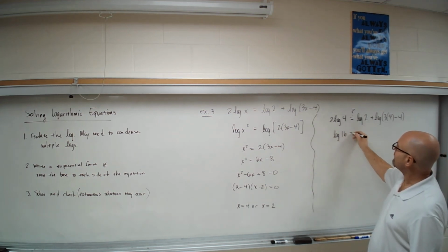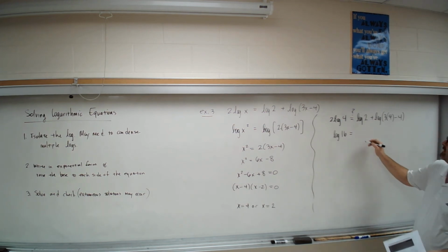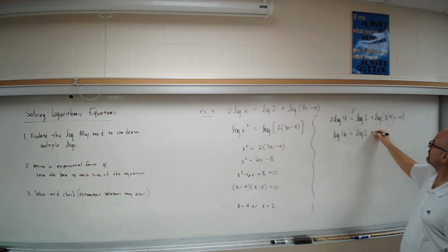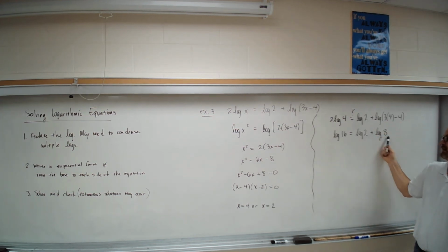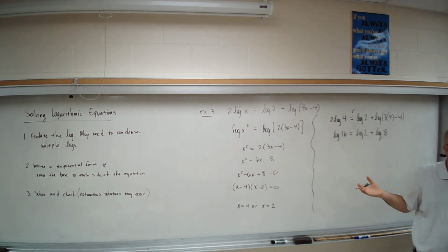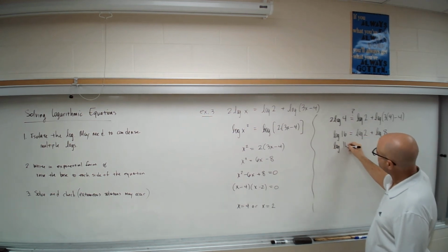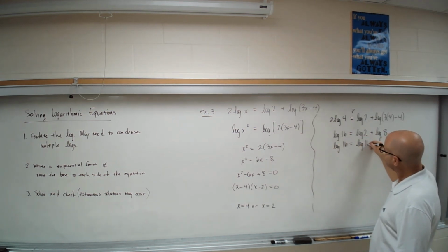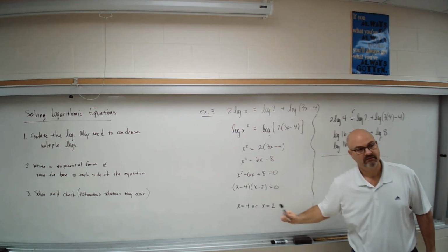So that's just the common log of 16, right? When you bring the 2 inside there, square it. This will be the common log of 2 plus the common log of 12 minus 4 is 8. Well, if you put these two logs together, you get common log of 16. So that works. So that checks, so that solution works.